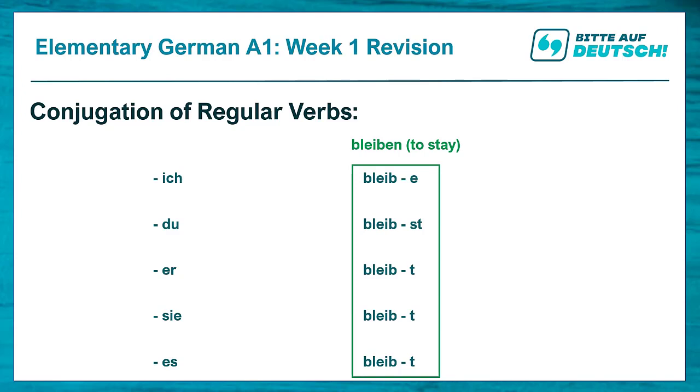And to this verb stem, we will then add the corresponding endings of the first, second, and third person, which are e, st and t. So the final result of this verb will be ich bleibe, du bleibst, er, sie, es bleibt. We will study many more regular and also many more irregular verbs in the upcoming 5 to 10 lessons.